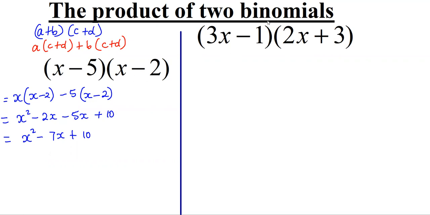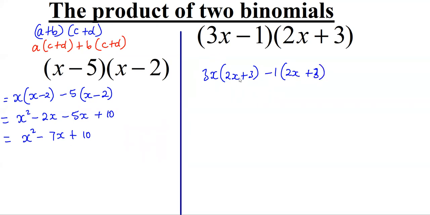Okay, now let's look at this one here. I urge you guys to pause and do it and see if you're getting a correct answer. Okay, so that's the only way to practice much better. So here it's going to be 3x in bracket 2x plus 3, minus 1 in bracket 2x plus 3.